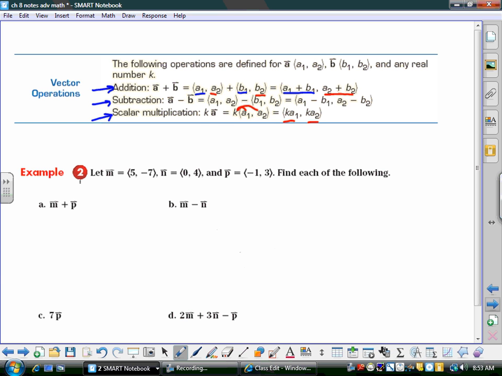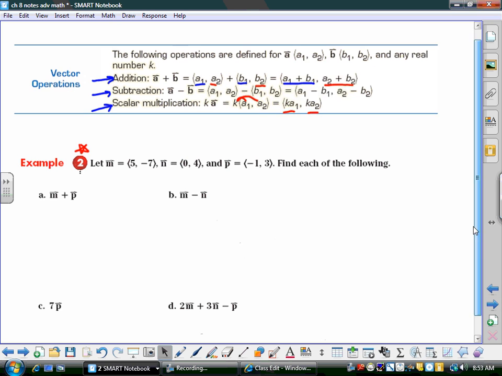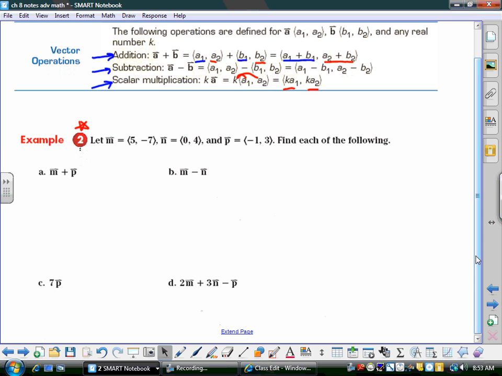Instead of writing down those rules, write down this example. Let m equal 5, -7. N is 0, 4, and P is -1, 3. And then we're going to do some computations. I'll do the first one, and then I want you to try the other 3 on your own.